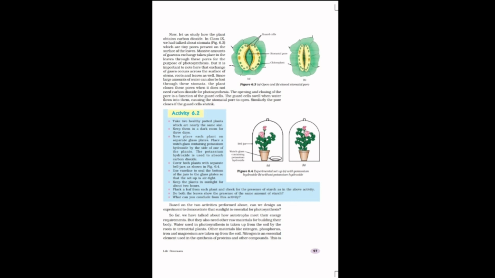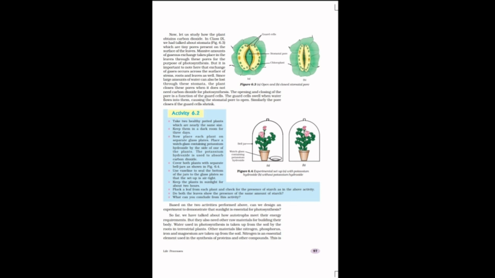Cover both plants with separate bell jars as shown in figure 6.4. Use Vaseline to seal the bottom of the jars to the glass plate so that the setup is airtight. Keep the plants in sunlight for about 2 hours. Pluck a leaf from each plant and check for the presence of starch as in the above activity. Do both the leaves show the presence of the same amount of starch? What can you conclude from this activity? Based on the two activities performed above, we can design an experiment to demonstrate that sunlight is essential for photosynthesis.